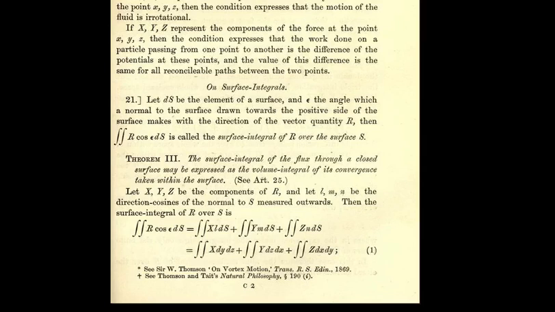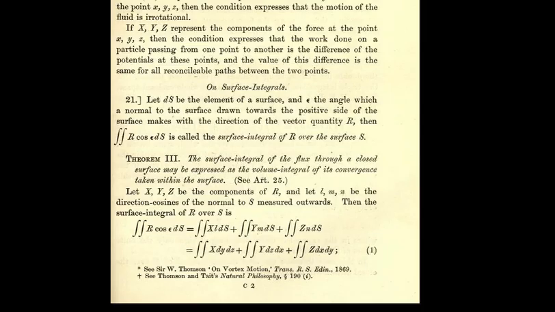Let dS be the element of a surface, and let epsilon be the angle which a normal to the surface drawn towards the positive side of the surface makes with the direction of the vector quantity r. Then the integral over the surface of r times cosine epsilon dS is called the surface integral of r over the surface S. Theorem 3.